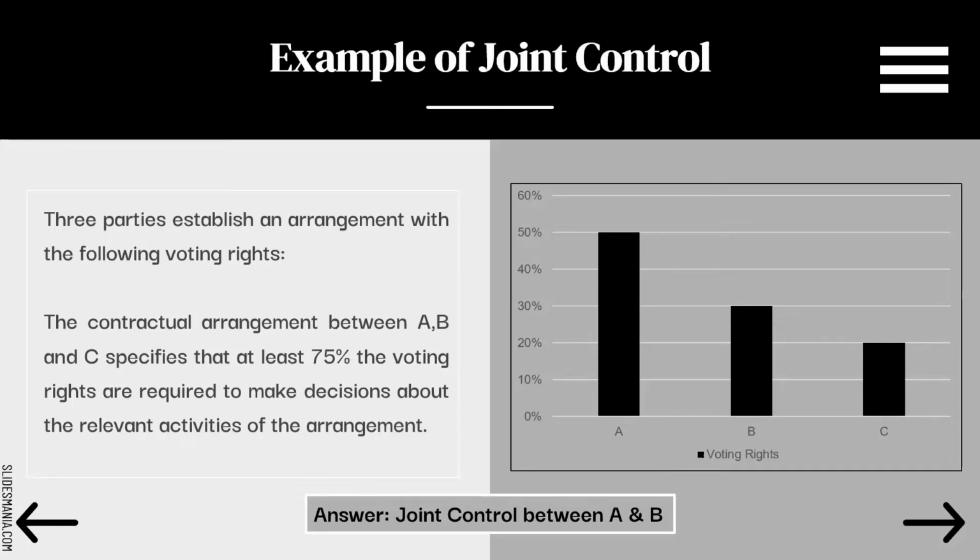So, hindi matutuloy. Pag hindi nag-agree naman si B, magkakaroon ka lang ng 70% kasi si A 50, si C is 20%. And pag hindi naman nag-agree si C, okay lang kasi meron ka namang 80% from A and B. So merong joint control between A and B.